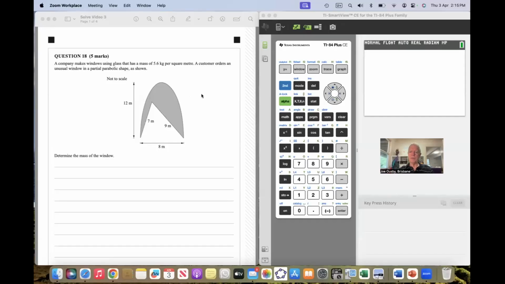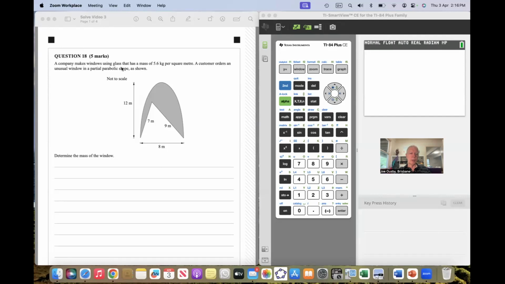Question 18 is from 2023, the external exam in paper 2. It's an absolute gem. This question lends itself really well to a tech active response. I wanted to engage with it pretty much totally on the calculator. Now you'll see there's things that I need to write down, but essentially, what can I do that the calculator will just nail the whole thing?